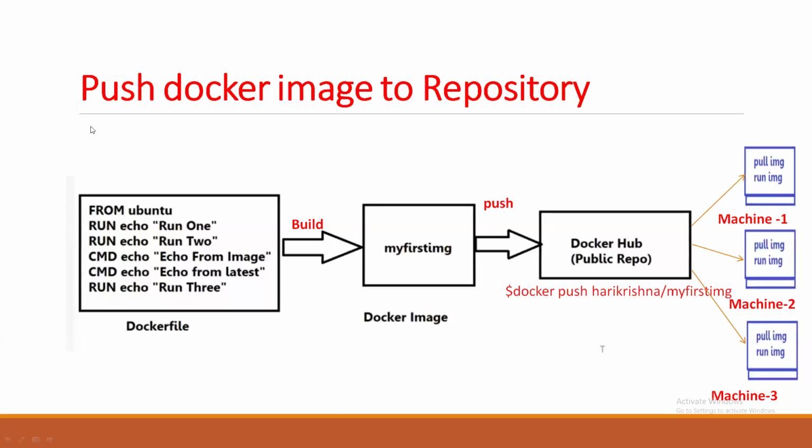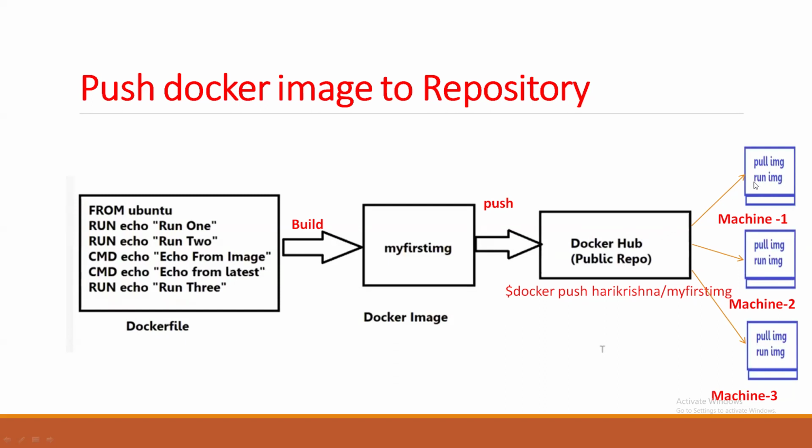Yeah guys. So push Docker image to the repository. How can we push the Docker image to the repository? From the Dockerfile we use the Docker build command to build the images. Then you can push it to Docker Hub. Docker push Hare Krishna 857, my first image. It will automatically push to your Docker Hub.